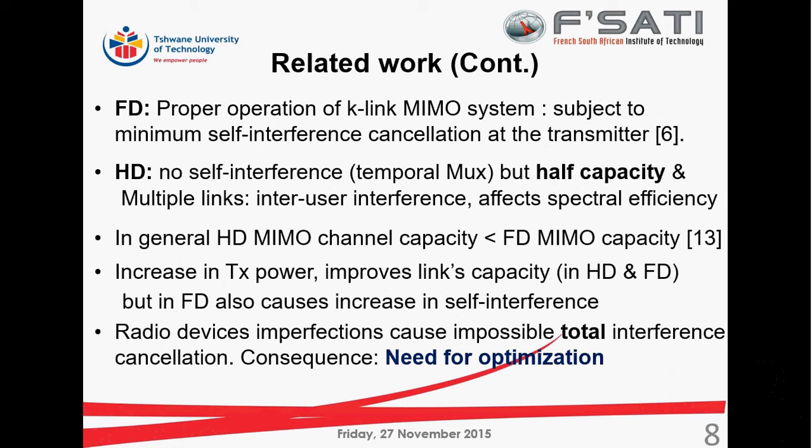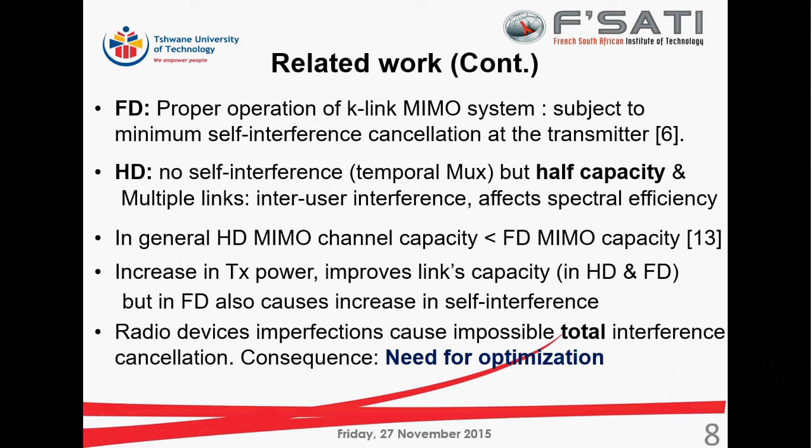In terms of half duplex, there's no self-interference. This is due to the temporal multiplexing nature of half duplex. But there is half capacity, that's the disadvantage. The multiple links come with inter-user interference, which is therefore the only multiplicative impairment happening in half duplex. And the additive one, of course, is always there: the noise, distortion at the transmitter, distortion at the receiver.